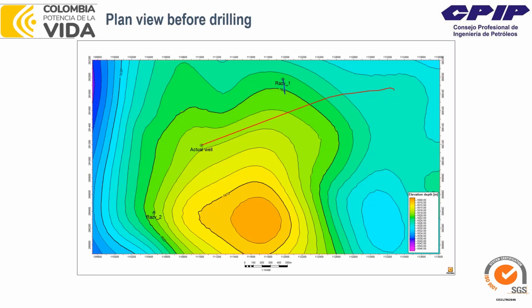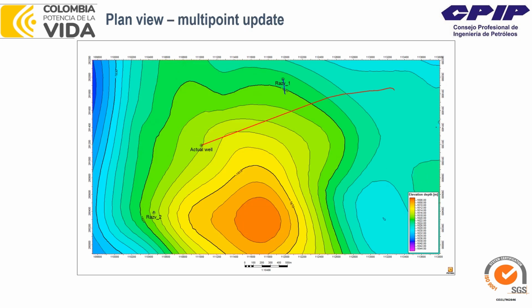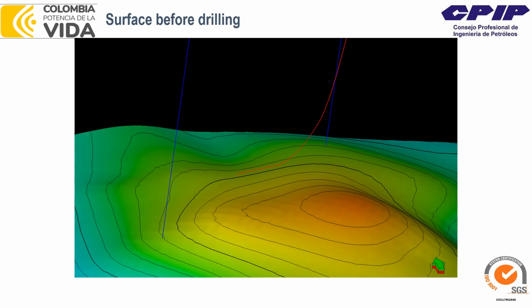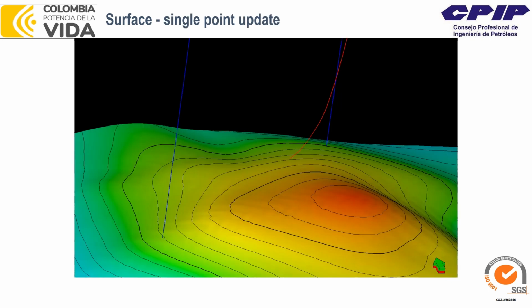Here is another view of the map before. Pay attention to how the well is located here and how the anticline is located here, and after. You see the shape is touching the well here, and in 3D, that's the surface before drilling, the initial one. This one is updated using the single point method, which is actually just shifted above, and you can see it's already better than it was before, but not that accurate.